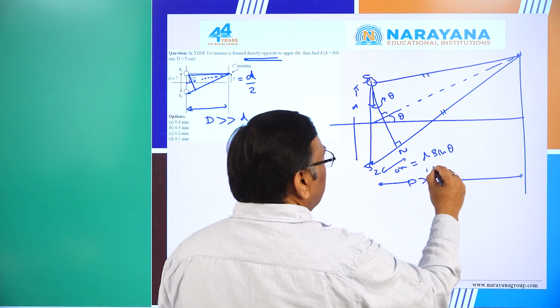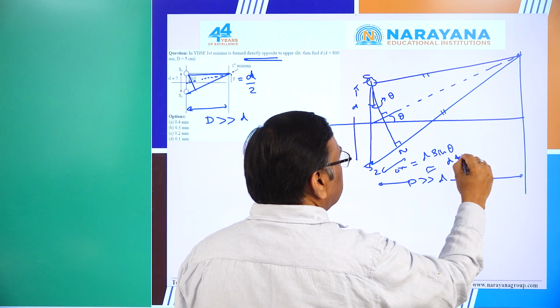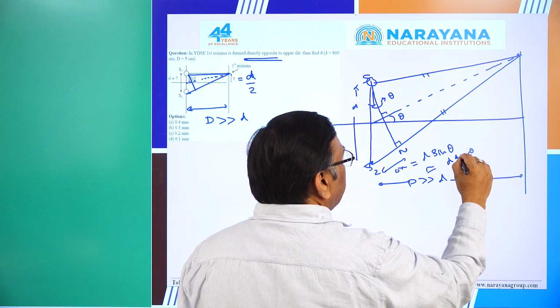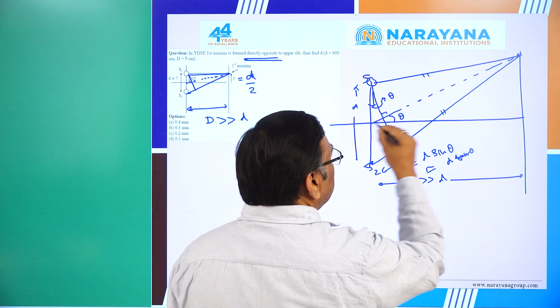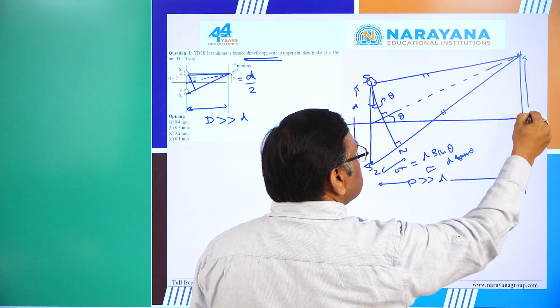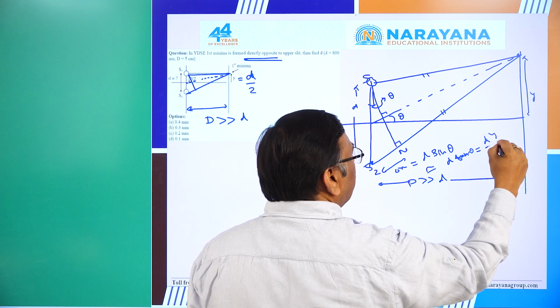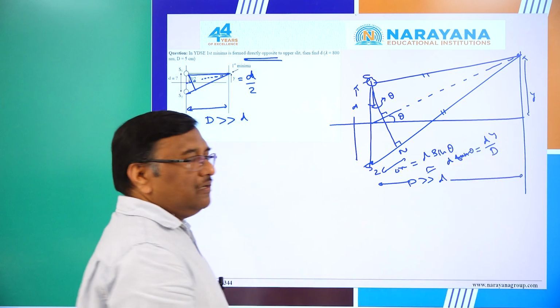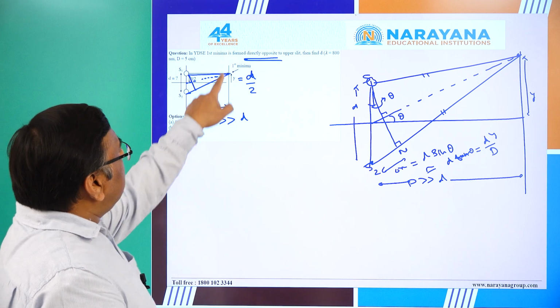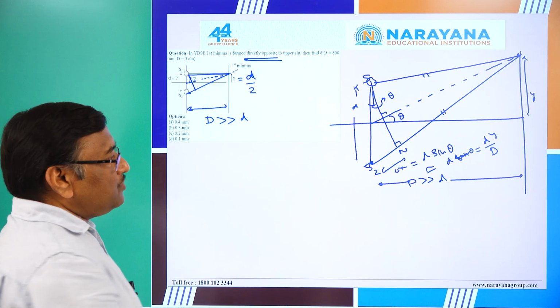So what we can approximate is going to be d tan theta also. The moment I write it, d tan theta is nothing but what? This distance, if I say is y, I can write it as d into y divided by capital D. In the question he is saying y is equal to d by 2. What is my path difference?